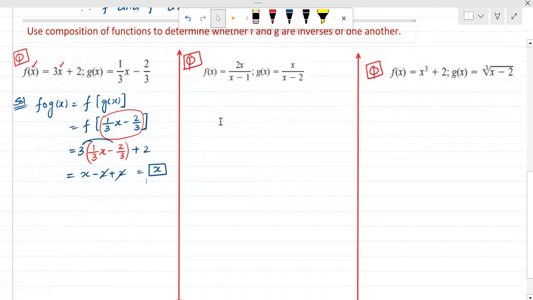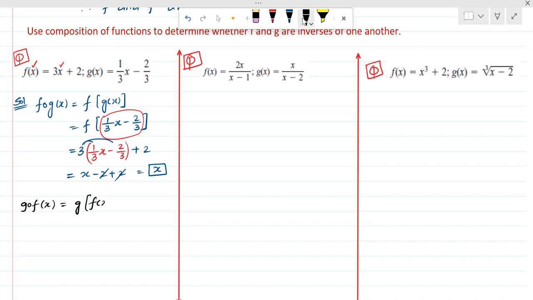The next, we will take the other one, that is g circle f. So I have to find g circle f. It's the same rule, g of f of x. What is your f of x? I just substitute f of x, which is equal to 3x plus 2. Now coming to the g, wherever I have x, I will replace it. So I write 3x plus 2 as my x, and the remaining 1 over 3 is the same in the function g, minus 2 over 3 is the same.